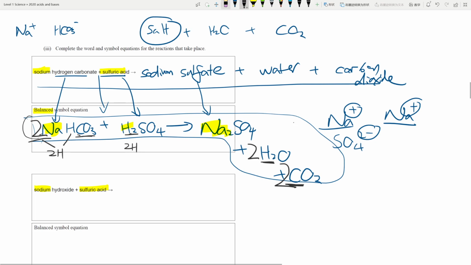So the final answer should be 2 NaHCO3. Oops, just get rid of this. It should be 2 NaHCO3 plus H2SO4 turns into Na2SO4 plus 2H2O plus 2 CO2.